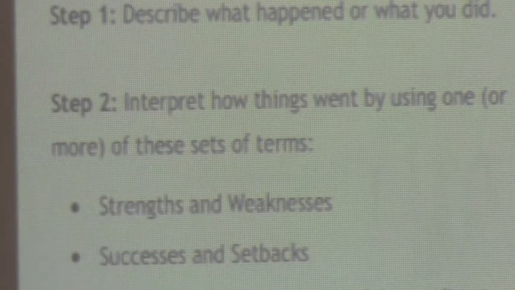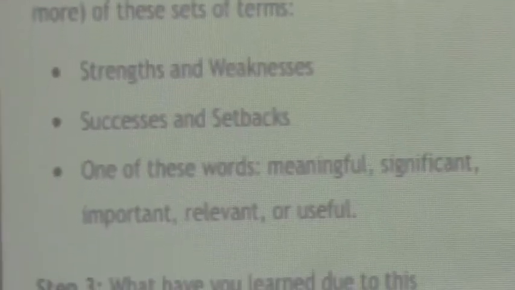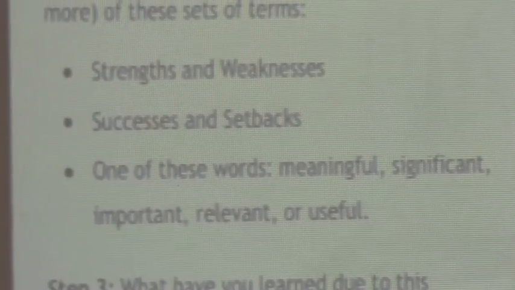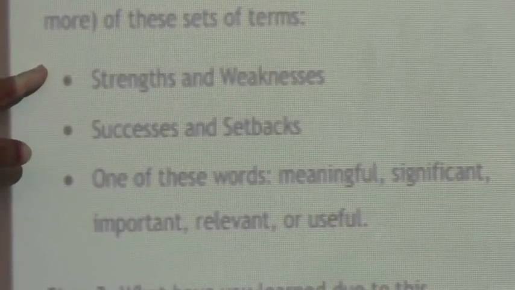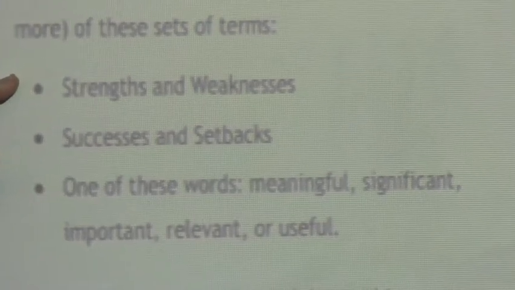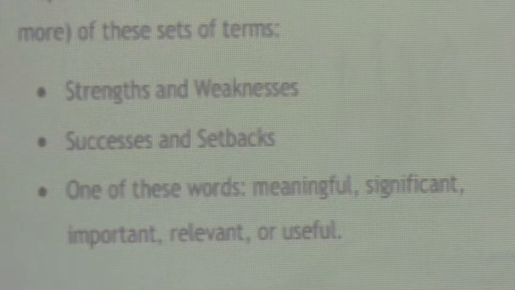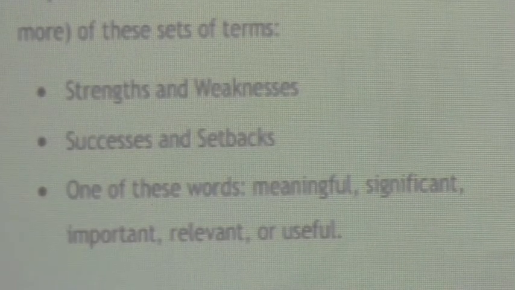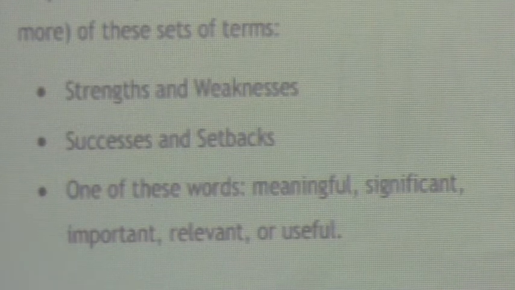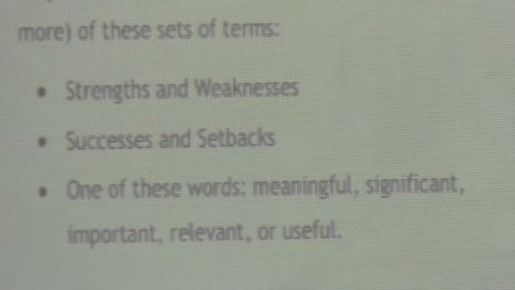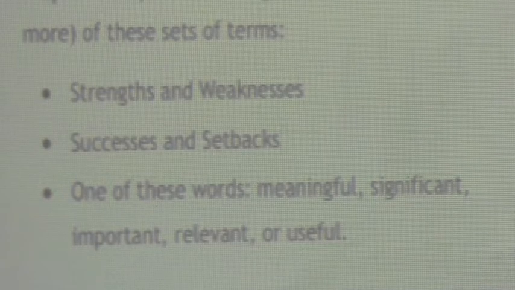How did the learning go? By using one or more of these sets of terms. Kiddos, you have to use one or more of these sets of terms. You have to either have strengths and weaknesses of learning about the human body or learning about the Oregon Trail simulation. Successes and setbacks. So a success is something that you were very happy about. I really learned a lot about this. I did great with this. This was very successful. A setback is this was really tough for me. This frustrated me. This was confusing. I had trouble with this sort of aspect. That's a setback. Do you know how they're opposites?